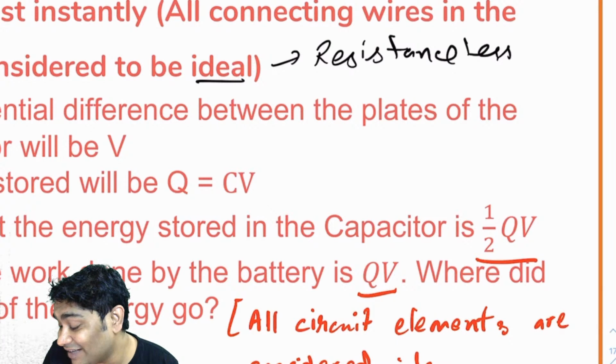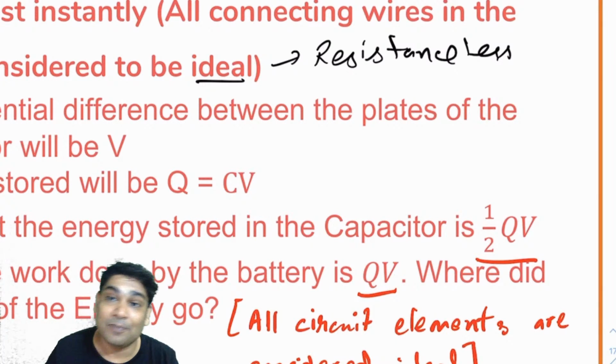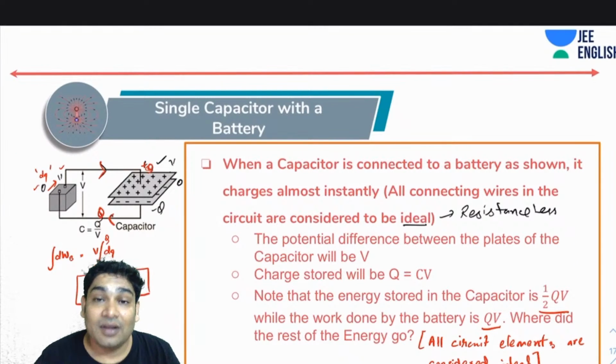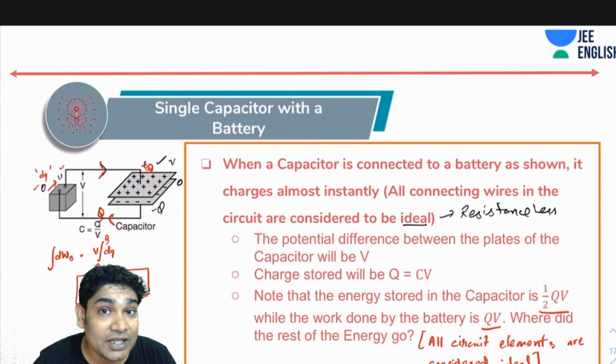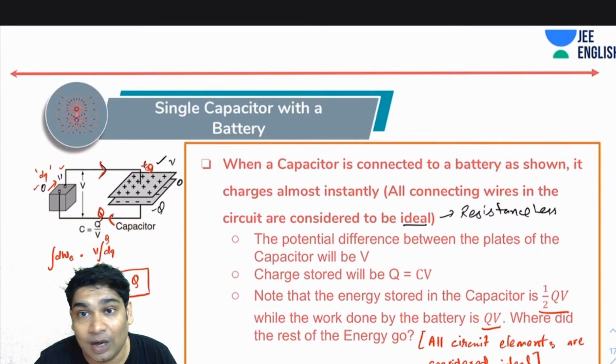So what that means is that there are no resistances anywhere. Neither is there any internal resistance to the battery, nor is there any resistance in any of the connecting wires. So the energy cannot dissipate through that. So why don't you try and find out where this energy is going? And it's a significant amount of energy.